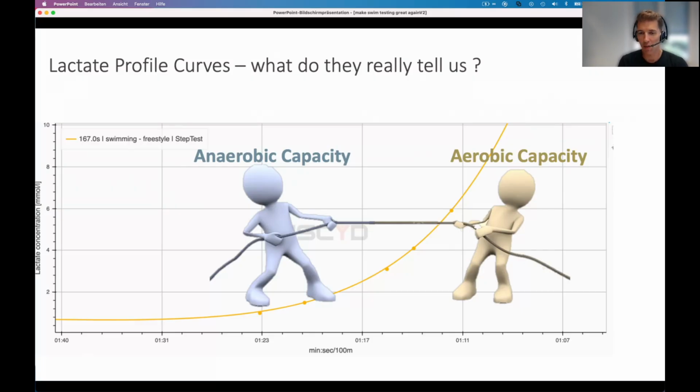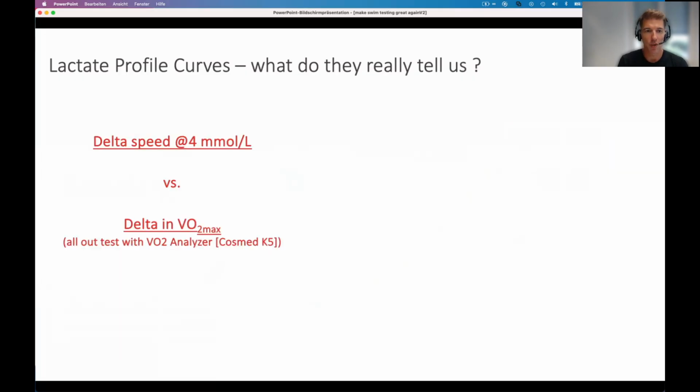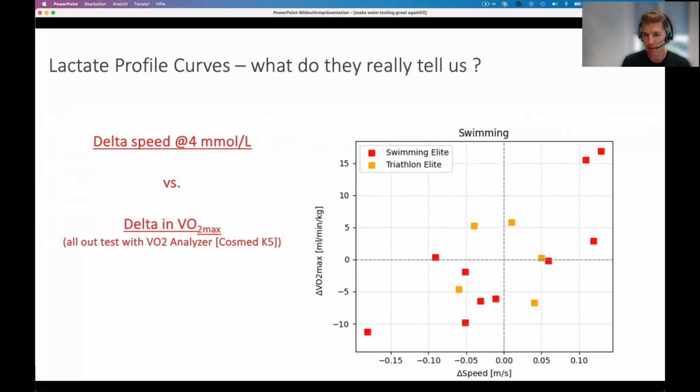Okay, and if this is too conceptual or theoretical for you, I'm showing you this one, which is real world data. What I'm going to show you is a comparison of people within a training group, like Parker's group, swimmers and so on, their speed at 4 millimoles, so the delta speed at 4 millimoles. What does delta mean? Individual athlete compared to the average of the training group. So we make an average of the training group speed at 4 millimoles, and we show how much each athlete deviates, and the same for the average VO₂max. And this is basically the correlation.